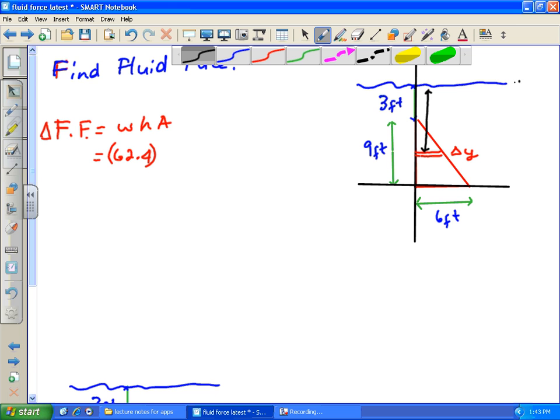What is the level of this in terms of the given coordinate system? This is the point y equals what? y equals 12, right? So that distance given by the black arrow, the depth, would be what then? 12 minus y.